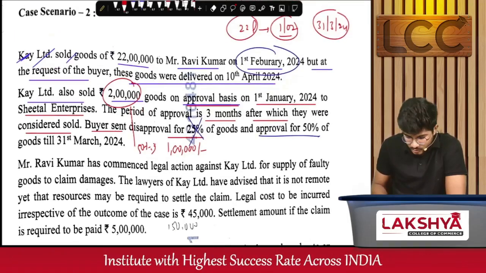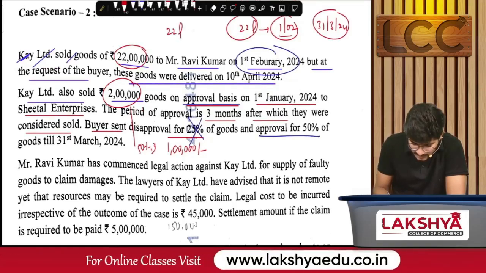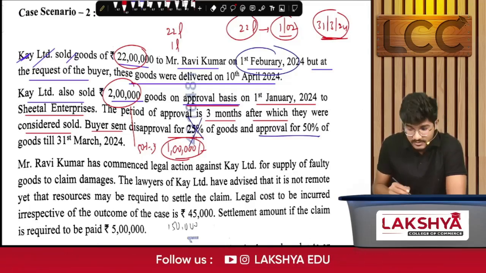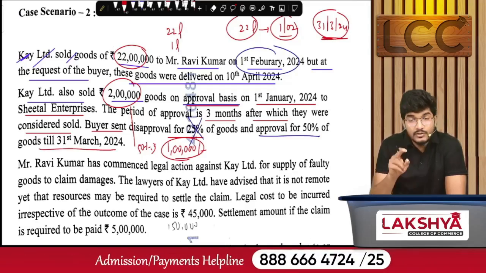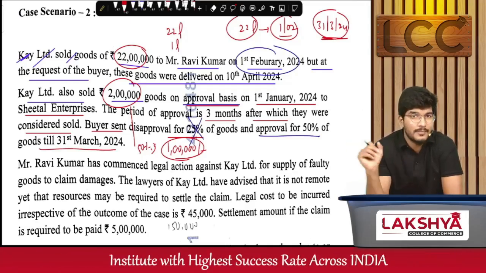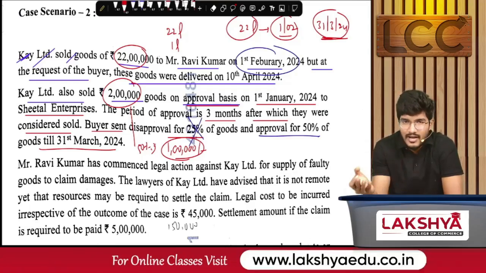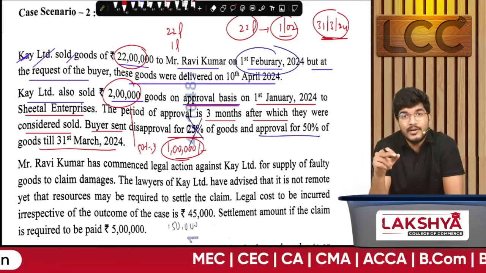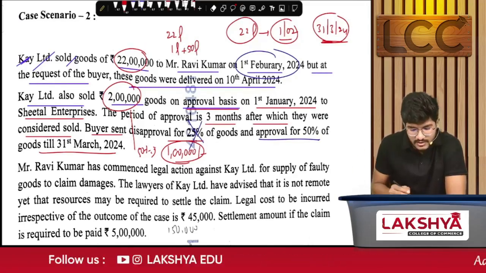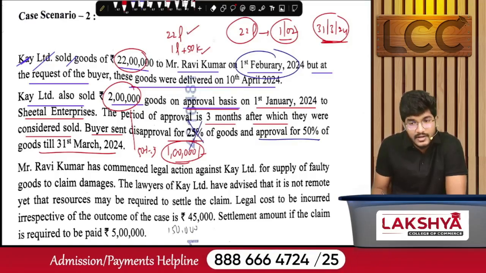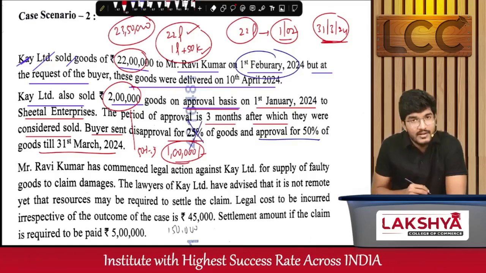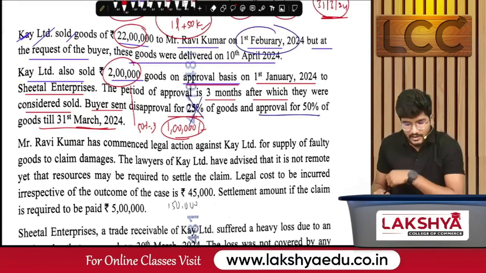So a total of 22 lakhs is already income to be recognized before 31st March. And this 1 lakh is also considered as income till 31st March. So for the balance 25%, there is no response. That means the time limit to reject or accept has lapsed. If the time limit to reject or accept has lapsed, that will be considered as a sale automatically. So the balance 25%, that is 50,000, is also considered as a sale. So 22 lakhs and 1 lakh 50,000, a total of 23 lakh 50,000, is considered as a sale, right? That is before 31st March 24.